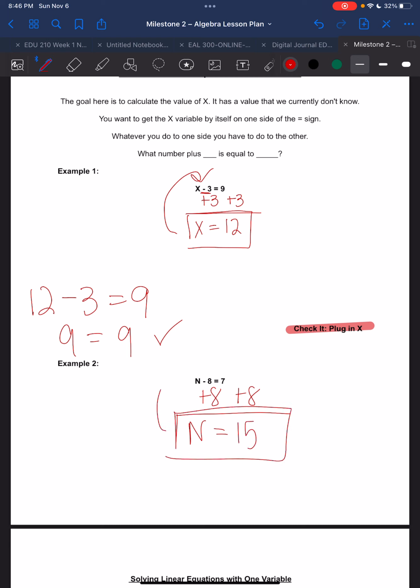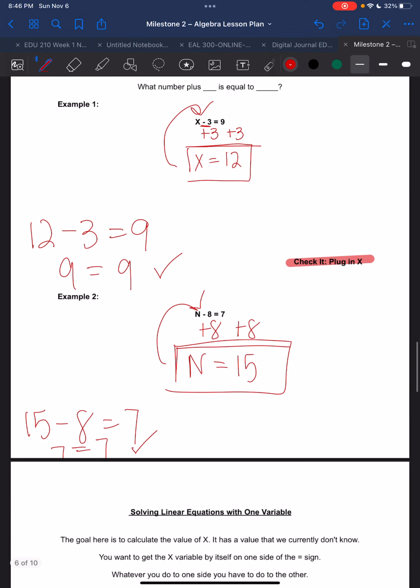I'm going to go back and check my work. 15 minus 8 equals 7. 15 minus 8 is in fact 7. Therefore, I know that my answer is correct.